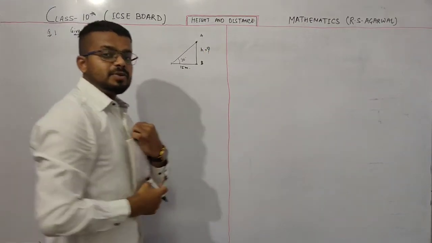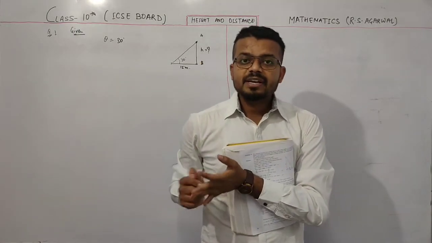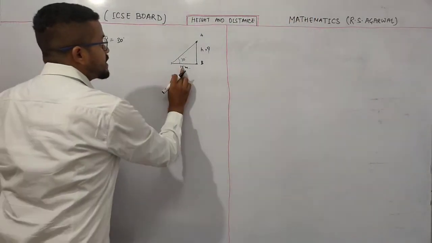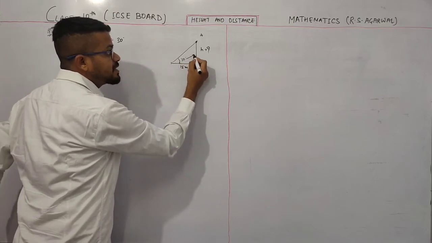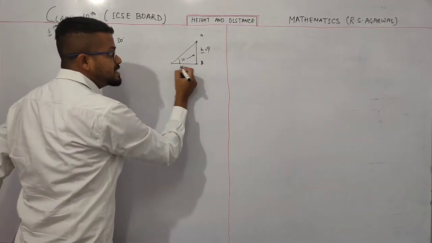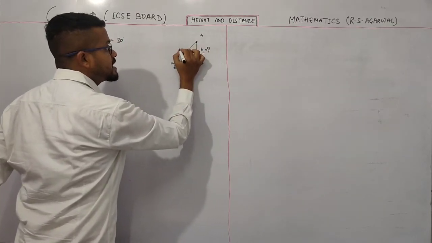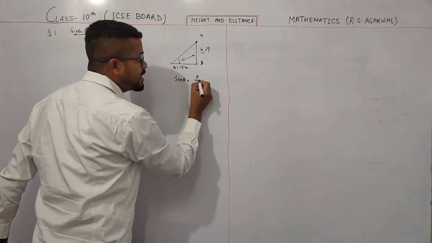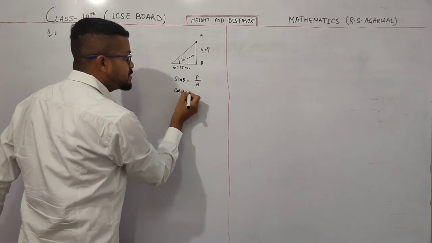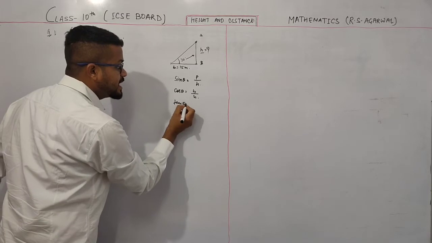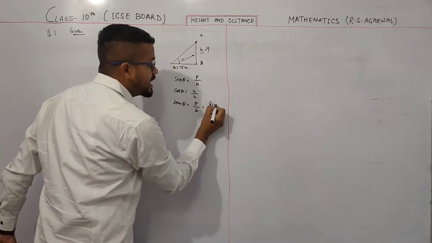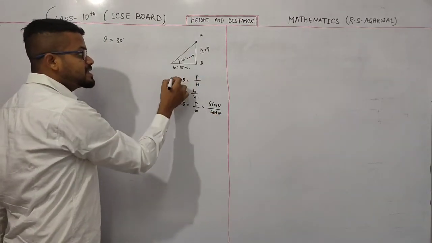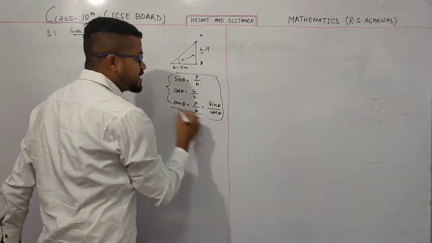Now here we use the trigonometry ratio. There are 6 trigonometrical ratios: sine, cos, tan, cot, sec and cosec. So here this is angle 30 degree, and in front of the angle there is the height, and this is the base and this is the hypotenuse. So I write sine theta equals perpendicular upon hypotenuse, cos theta equals base upon hypotenuse, and tan theta equals perpendicular upon base, which is sine theta upon cos theta. In this chapter, or in this exercise, we generally use these 3 trigonometrical ratios.